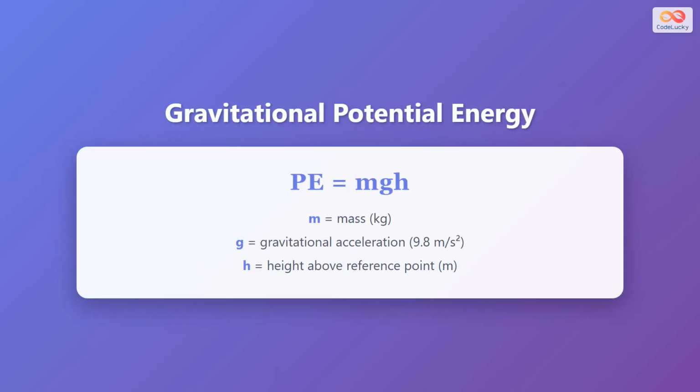The formula for gravitational potential energy is PE equals mgh. Let me break this down. m represents mass measured in kilograms. g is the gravitational acceleration, which is 9.8 meters per second squared on Earth, and h is the height above a reference point, measured in meters. To calculate gravitational potential energy, simply multiply these three values together. The result tells you how much energy is stored due to the object's position in a gravitational field.